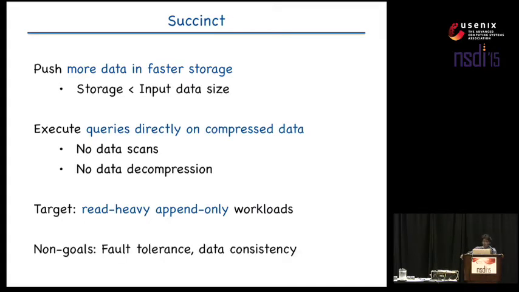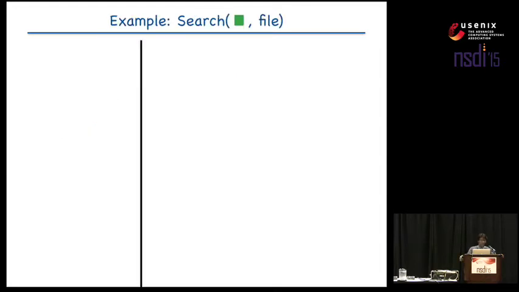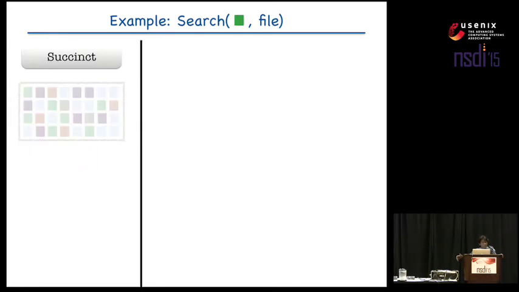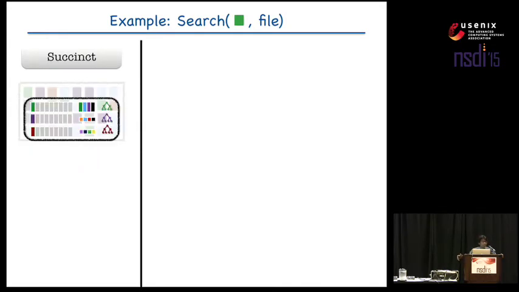So let's see what Succinct would do for the same example that I discussed earlier about data scans and indexes. Succinct would take your input file, pre-process it, and construct a suite of data structures. What I really want to emphasize here is that Succinct does not store the input data. It just stores this compressed representation and nothing else.